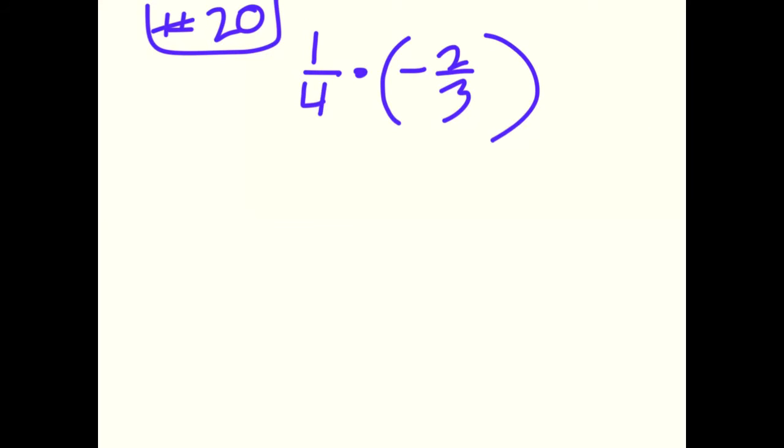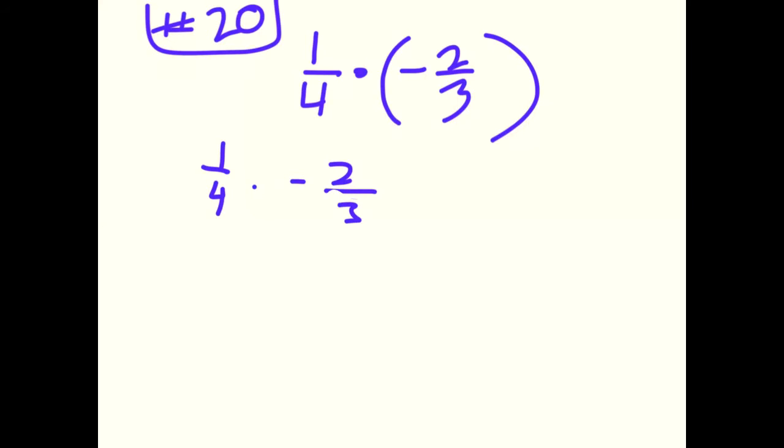Okay, today I'll be telling you how to multiply fractions. So first, you write it out, 1 over 4 times negative 2/3. Nope. Okay, it won't let me undo, so negative 2/3.